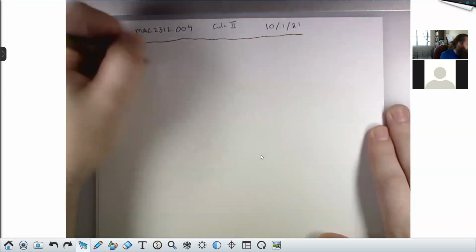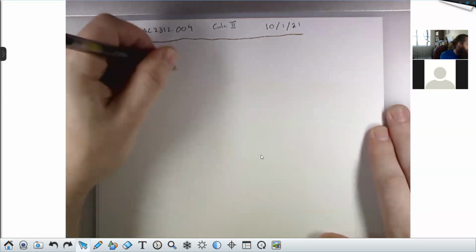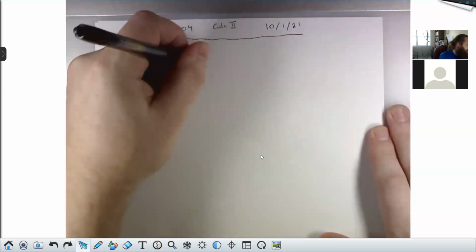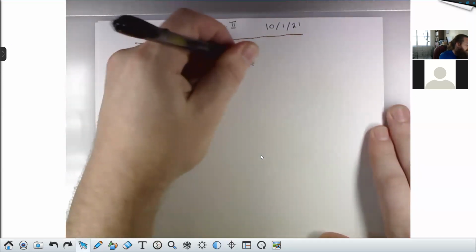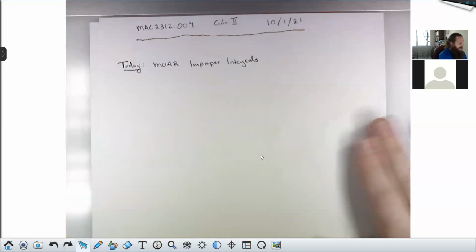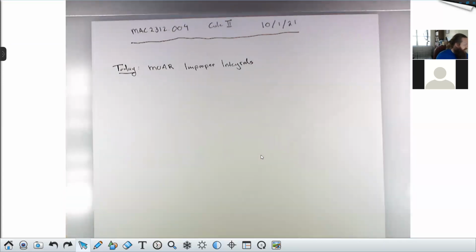Today we're going to talk about more improper integrals. So I'd like to help you contextualize these things, to see the new ones, the type 2s, in the same sort of context we saw the type 1s, and then to help you understand why we define them differently.